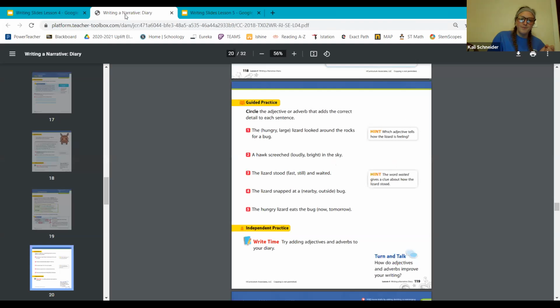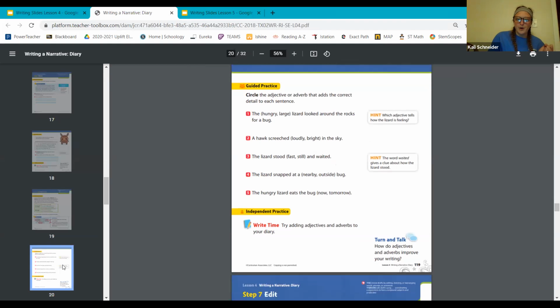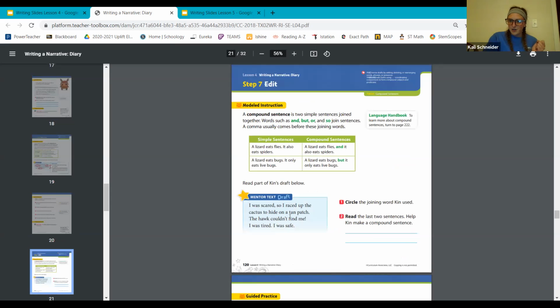And let's go ahead and turn to page number 120 in your iReady writing book. If you don't have it, follow along with me or pause your video if you are not there yet. So today we are going to learn about how to join two sentences to create one sentence. Then you're going to use this information as you read over and edit your own draft, and you may find some sentences to combine to make one final copy of your narrative diary writing even better.